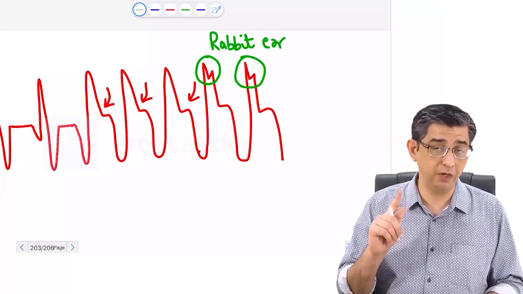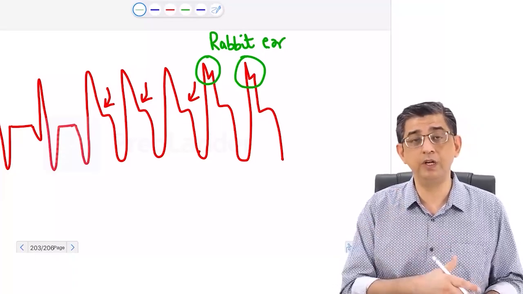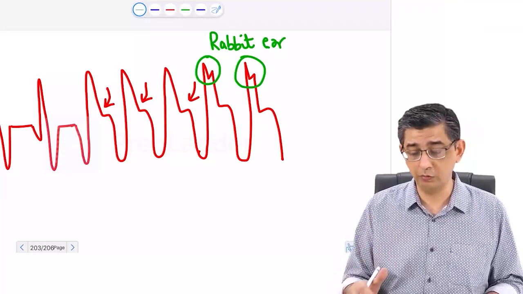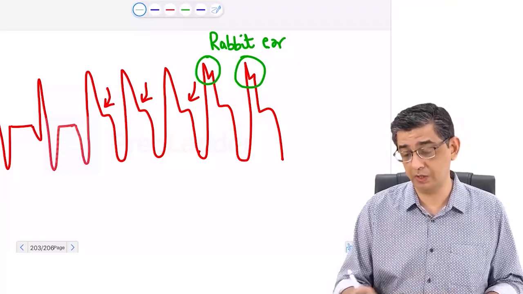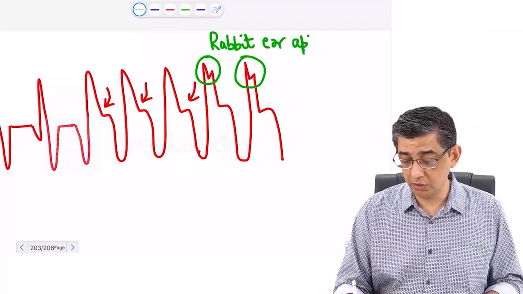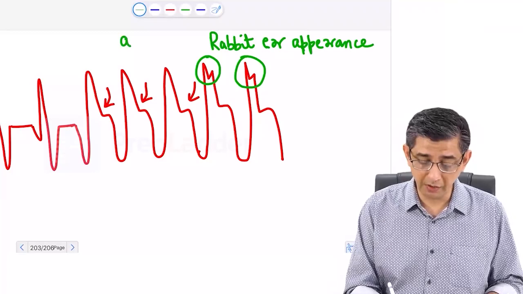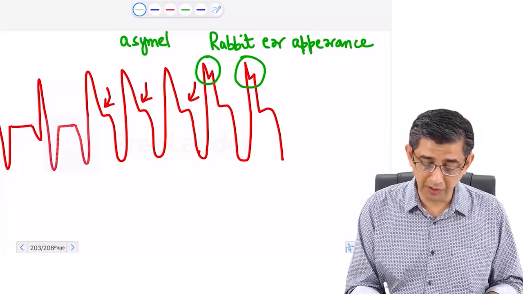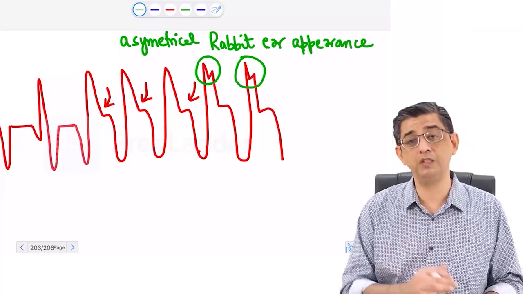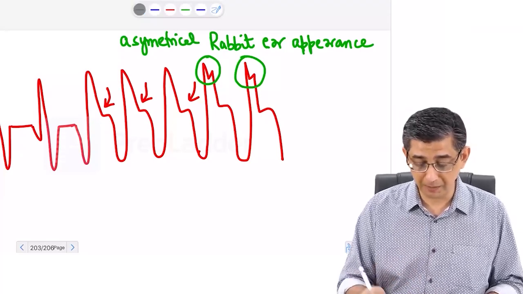You will also notice that a rabbit ear should be symmetrical, but in this case it will be asymmetrical. In the bundle branch block topic, left bundle branch block or right bundle branch block, you will hear me talking about the rabbit ear appearance, where I have drawn the two ears of the rabbit relatively equal in size. But in ventricular tachycardia, if he gives it to you in the exam, there will be an asymmetrical rabbit ear appearance.